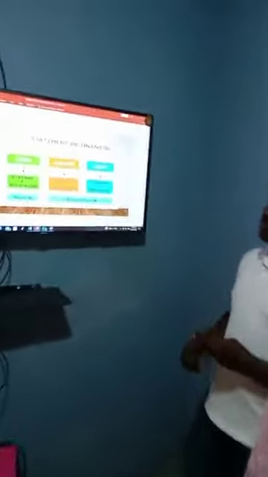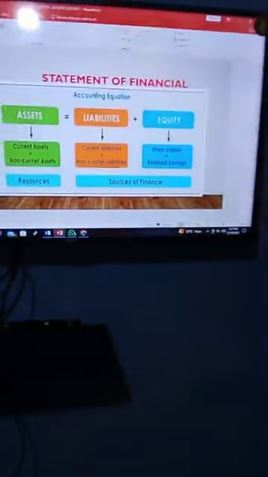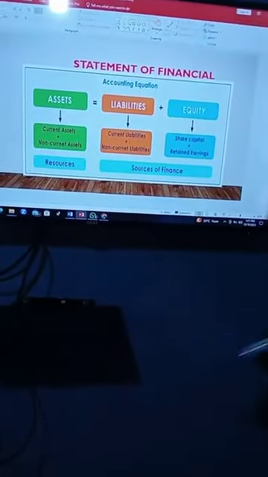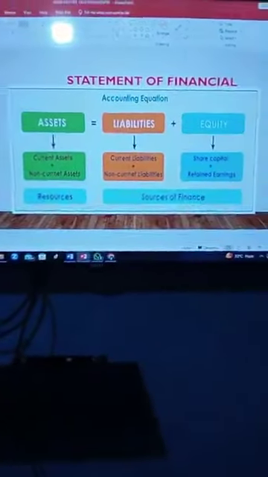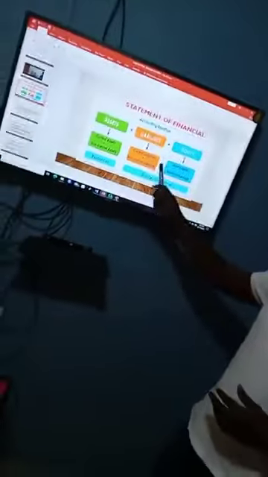So if you look at our chart, we have the statement of financial position. Now, before we can even look at the statement of financial position, we need to look at what we call the accounting equation. This is the fundamental as far as accounting is concerned. So the accounting equation states that all your assets should be equal to what? Liabilities plus equity. We are going to explain that. All your assets must be equal to what? Liabilities plus equity.